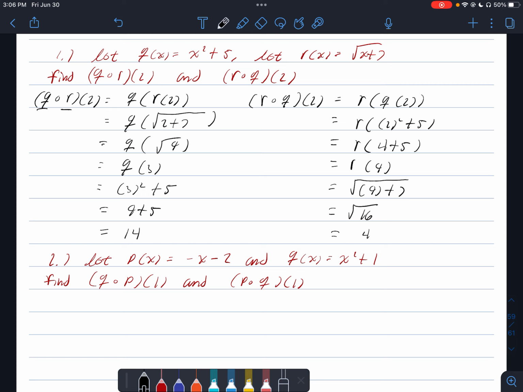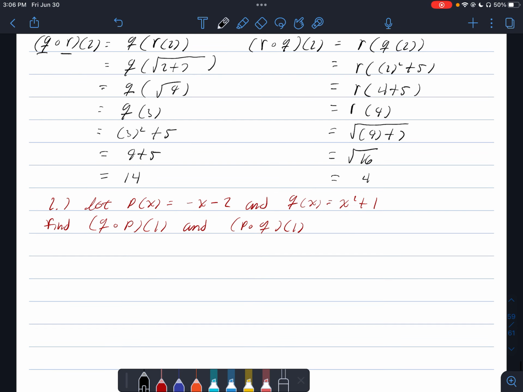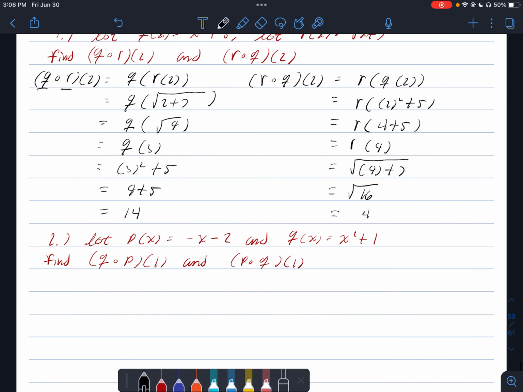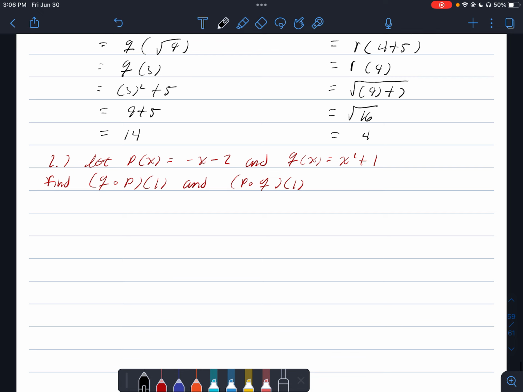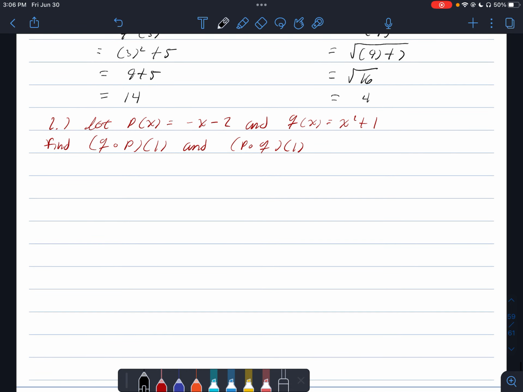You can have a composition of one function going in one direction, and composition in the other direction, and they're not necessarily going to equal each other. That's something that's very important to understand. So if you find one, you're not necessarily going to get the other. Sometimes you get the other, but not always. Okay, let's take a look at another example.